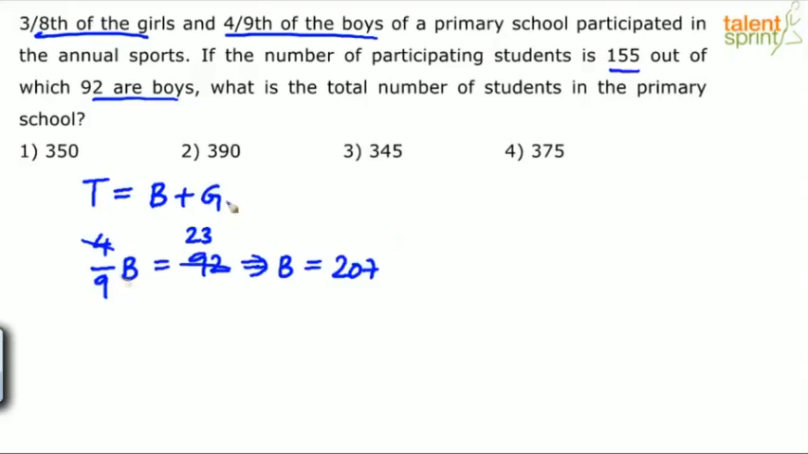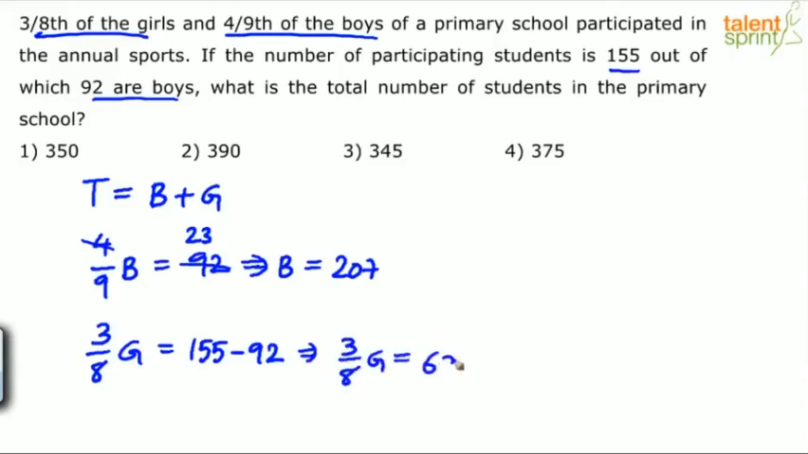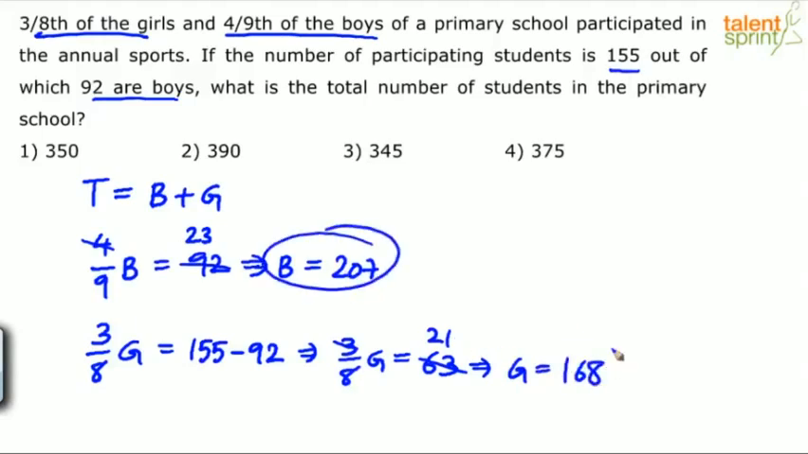Now, total who have participated is 155. So we can say the number of girls. See, we know 3/8 of the girls participated. 3/8 of the girls will be equal to 155 minus 92, because out of total participation, 92 were boys. So the remaining will be girls. 155 minus 92 is 63. Simplify this, 21 times. So the number of girls is 21 into 8, 168. That's it. You know the number of boys and the number of girls.